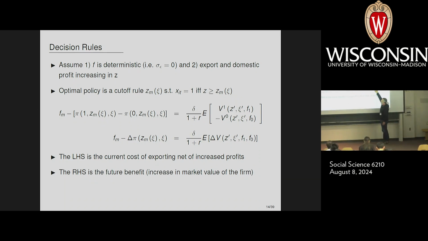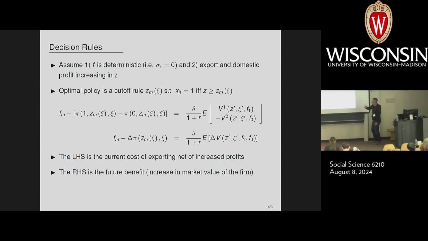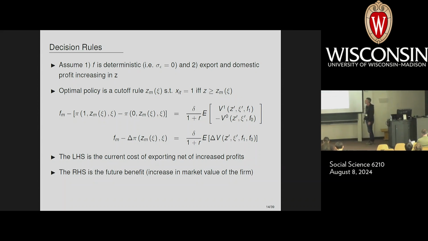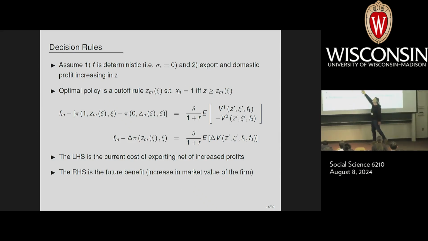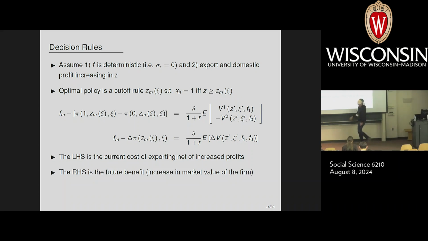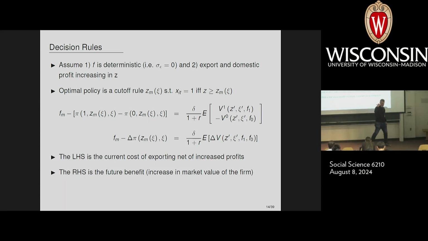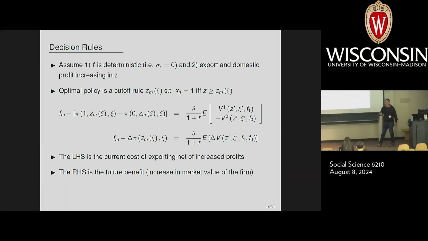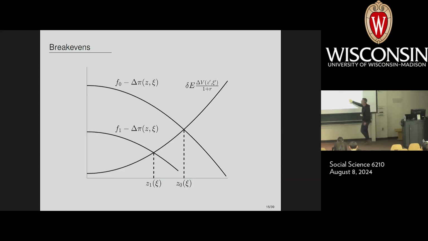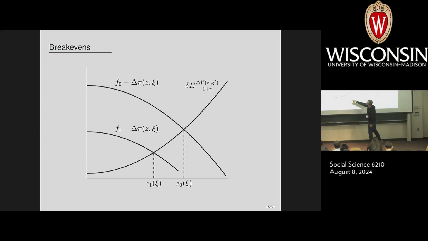This depends on everything that's happening in the future. That's the dynamic part. These are forward-looking firms. Here, let me just plot these. These are the downward sloping lines, and this is the upward sloping line. And remember, there's two Fs. There's an entry cost F if I didn't export in the past, and there's a continuation cost F if I did export in the past. So that's why I have two downward sloping lines.